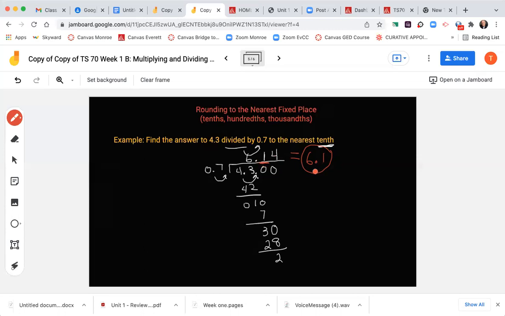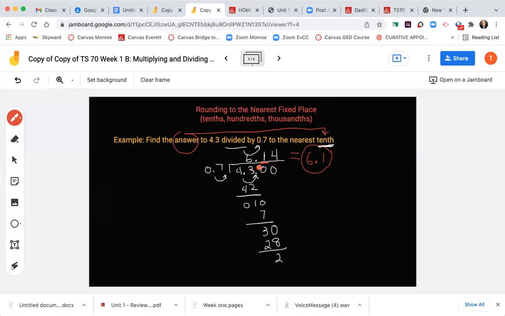Okay. Now, I want to say a quick warning, though. When you're doing problems that ask you to round, be careful to pay very close attention to whether or not they ask you to round the numbers first and then divide, or they say round at the end, okay? Notice in my problem here, it says find the answer to 4.3 divided by 0.07 to the nearest tenths. So it's asking for your final answer to the 10th place. So that's why I did it the way I did it. I just did it normal. I didn't round first, okay?